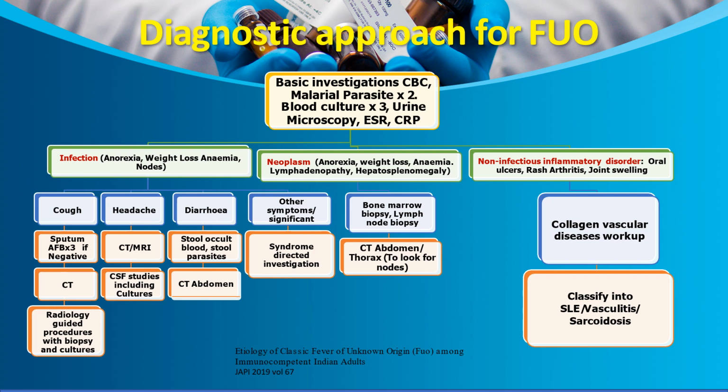If it is neoplasm with features like anorexia, weight loss, anemia, lymphadenopathy, hypersplenism, then syndrome-based investigation is required. CT abdomen and thorax will be required to look for nodes in case of suspected neoplasm. If it is a non-infectious disorder where oral ulcers, rash, arthritis, joint swellings are found, then do a connective tissue and vascular disease workup. Classify using SLE, vasculitis, and sarcoidosis accordingly. You can refer to the etiology of classical fever of unknown origin guidelines among immunocompetent patients in the journal JAPI 2019.